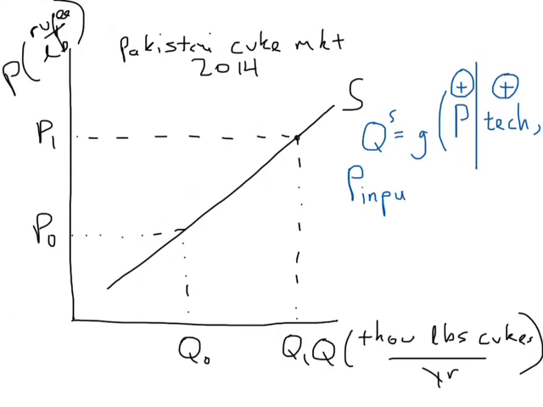Another big driver of supply is input prices. Everything from seeds to labor costs to fertilizer costs. If you run a tractor, energy costs are going to be important. Anyway, as those input prices go up, the quantity supplied is going to go down. It's going to be harder to supply cucumbers to market if the seeds are really expensive. So I have a little minus sign there.